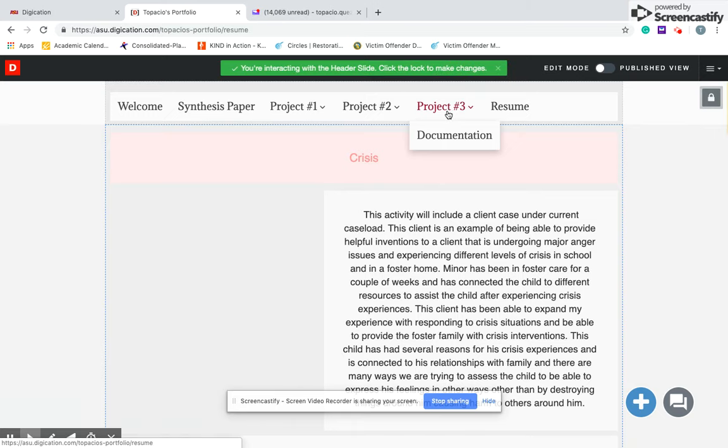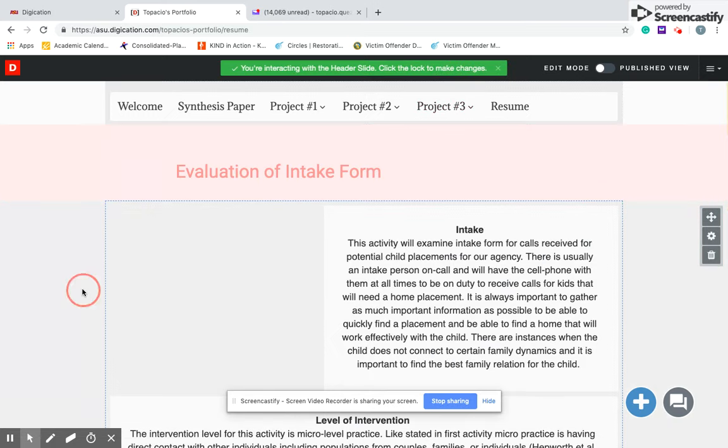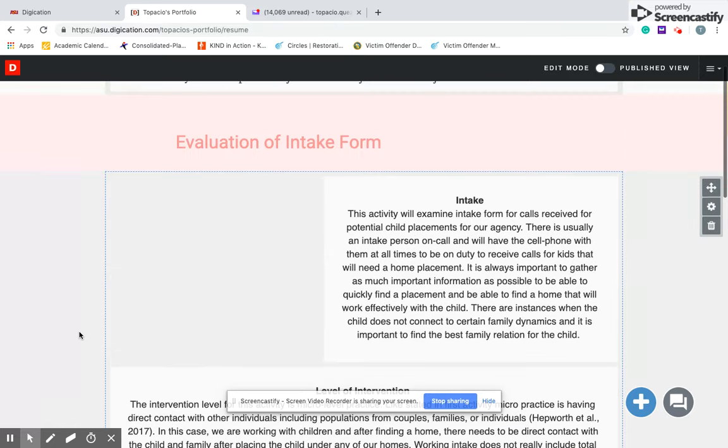For the last activity, I did an evaluation of an intake form. When kids are picked up by the county, we take them in under our foster homes if we have a vacancy. I evaluated the intake form because I felt they needed something a little better and more straightforward. So I did my third activity on that.